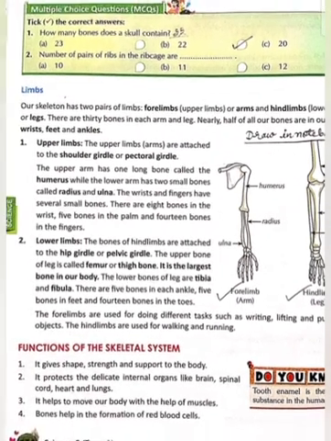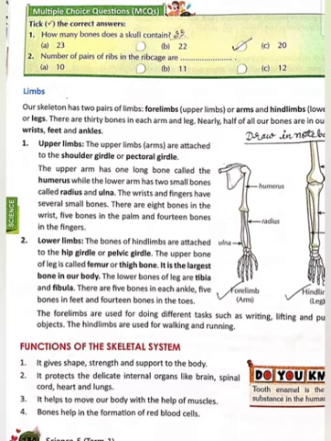Now the functions of the skeletal system. This is a very important topic. First thing, if you don't have a skeletal system, you all will be crawling on the ground just like a snake. You know that a snake does not have any of those hard, rigid bones. So similarly we would also be just like the snake. So the function of the skeletal system is to give shape, strength and support to the body. It protects the delicate internal organs like the brain, spinal cord, heart and lungs.